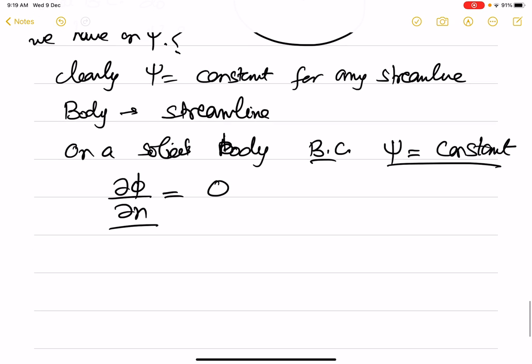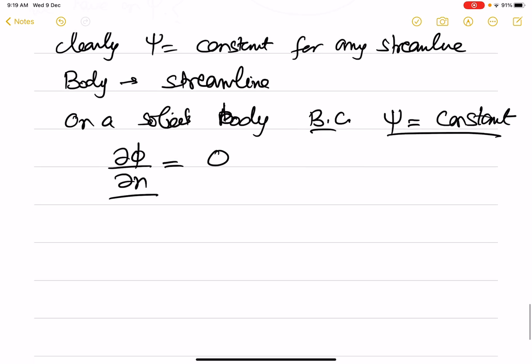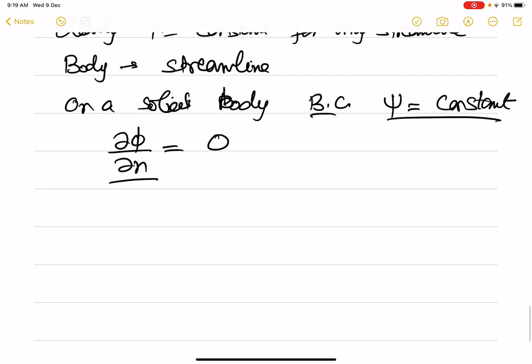Now there is one more thing which we need to know before we start looking at some flows and some standard phis and psis, and this is what we call a stagnation point in a flow.